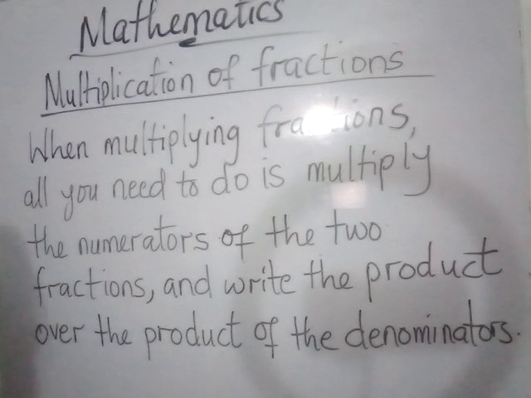that to add like fractions, all you need to do is add the numerators together. The numerators are the numbers at the top, and then you write the sum over the denominator. Remember, we say you do not add the denominators together. You just pick the denominator and write it. But the numerators, you add them.